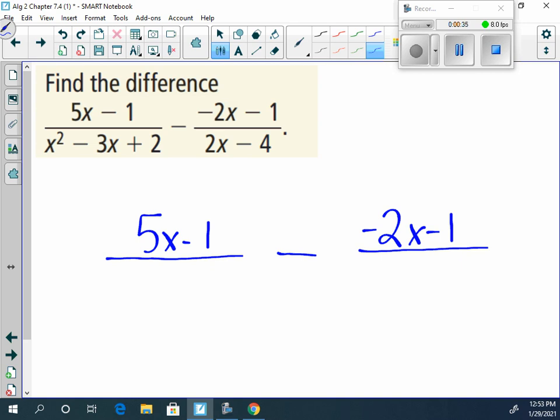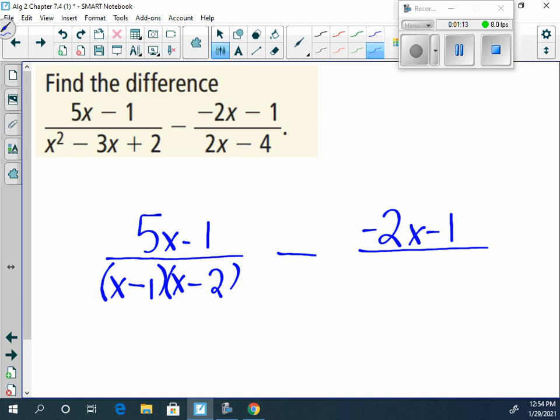Now we look at x squared minus 3x plus 2. We will have two sets of parentheses. Because the 2 is positive, the signs will be the same, and they're both going to be negative because the middle term is negative. Now the factors of x squared are going to be what? x and x. The factors of 2 would be 1 and 2. So x minus 1 and x minus 2 would be the factors for this.